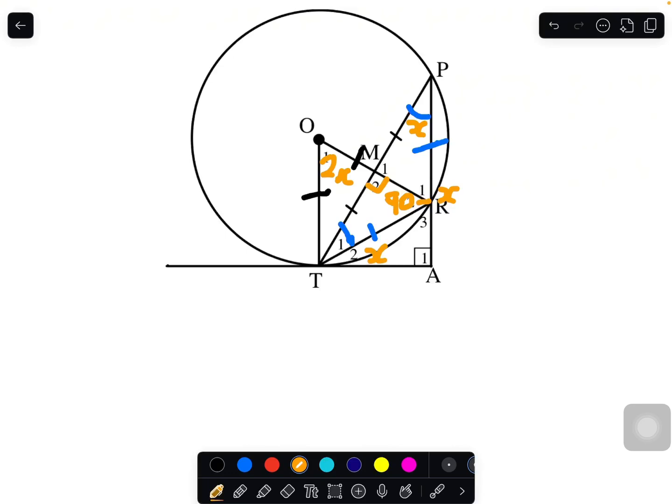Okay, so we know that this here equals x. And if we did some angles in triangle TAR, we can see this is 90 minus x. And then from there, we can use opposite angles in a cyclic quad and use T1.